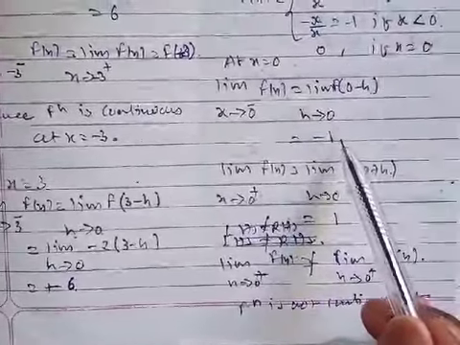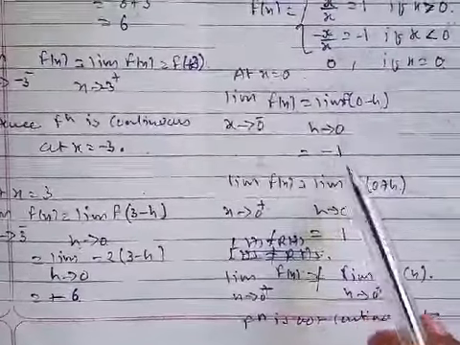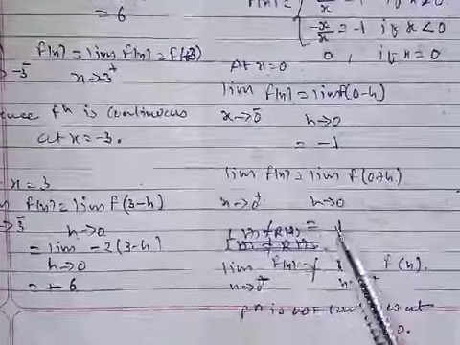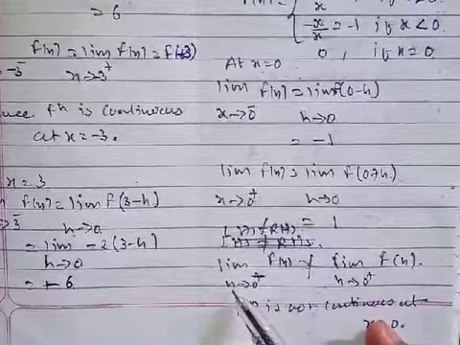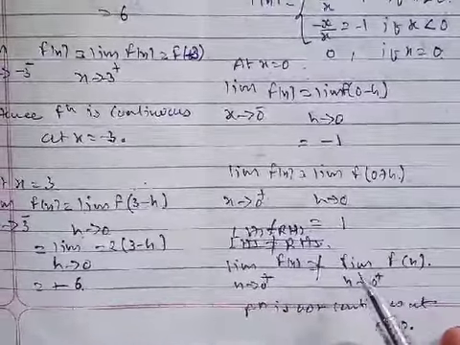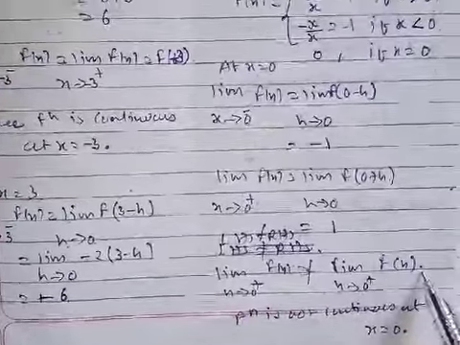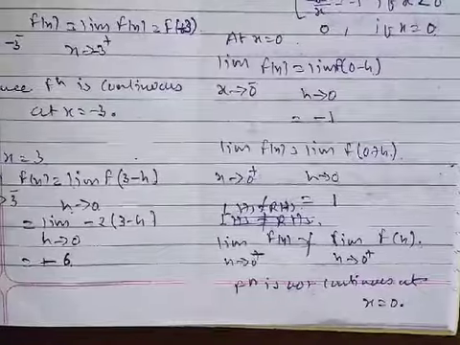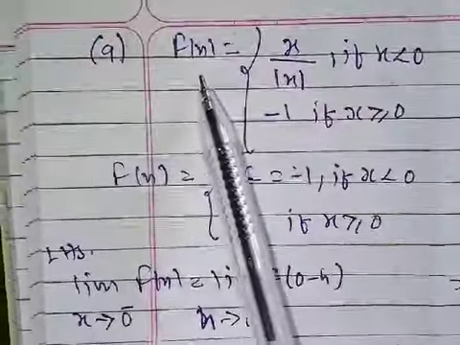So what do we get? LHS is minus 1, RHS is plus 1. So LHS is not equal to RHS, or we can say the limit x tends to 0 minus f of x is not equal to limit x tends to 0 plus f of x. So the function is not continuous at x is equal to 0. Let's move on to question number 9.